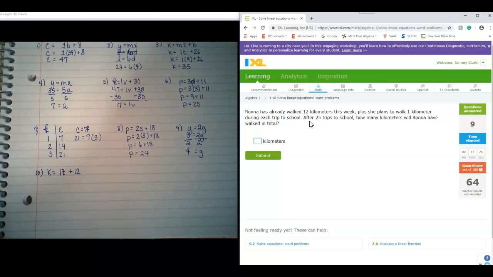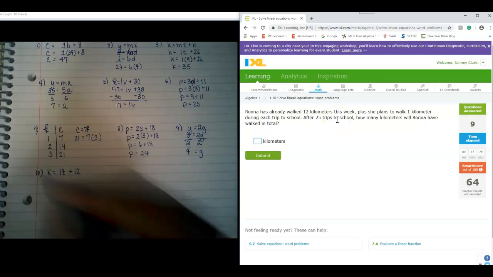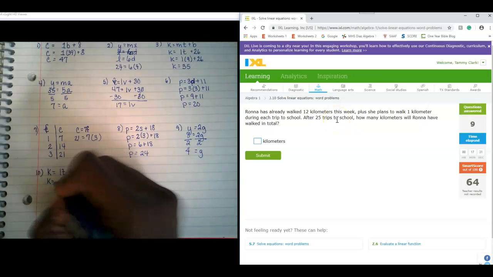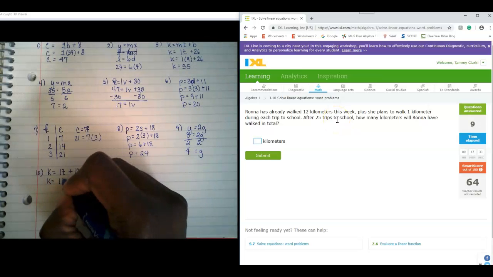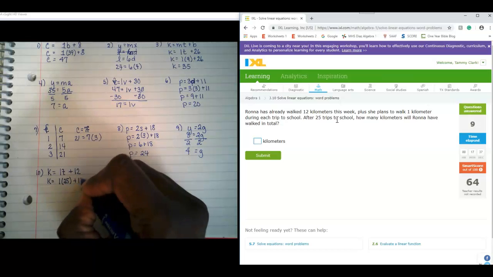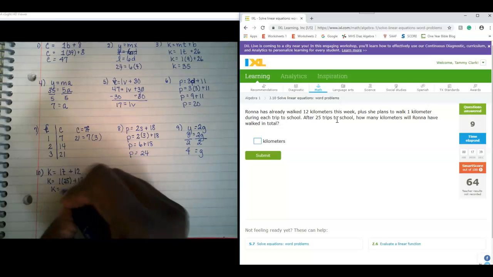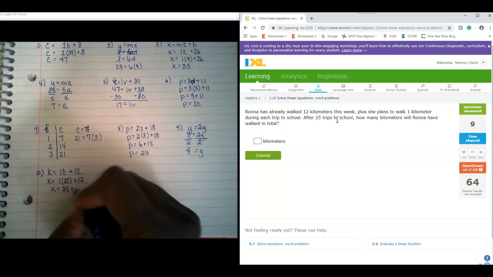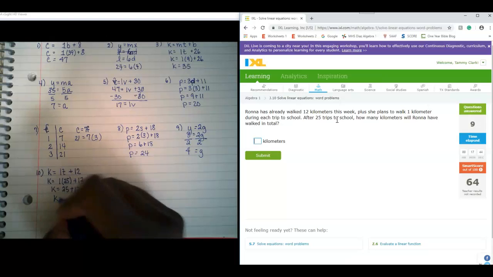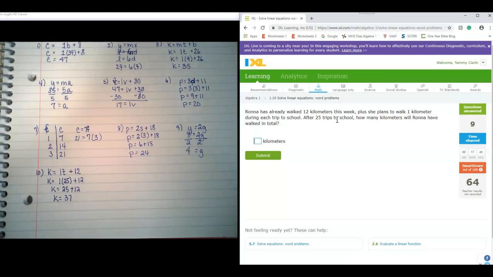Well, it says here she's going to walk 25 trips to school. So the kilometers is equal to 1 times 25 plus the 12. So that's 25 plus 12. The number of kilometers that she would have walked would be 37.